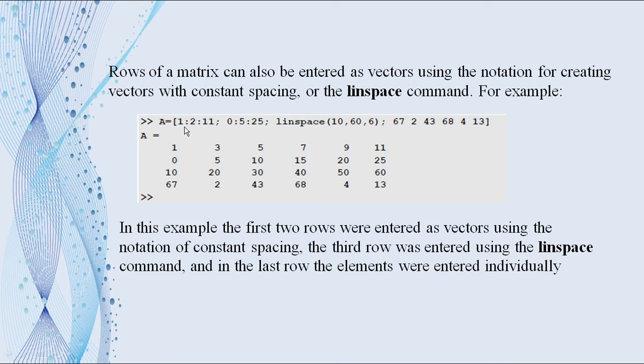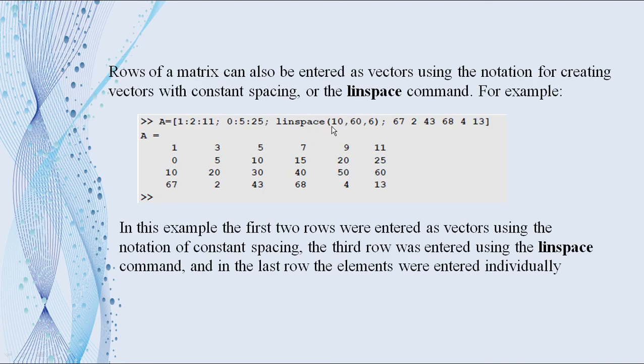But here, for the first row, it starts from the first element 1 and the last element is 11, so spaced by what, 2. So that's why you have 1 3 5 7 9 11. The next is also very similar, starts with the first element 0 and the last element is 25, spaced by what, 5. So that's why 0 plus 5 becomes 5 10 15 20 25.